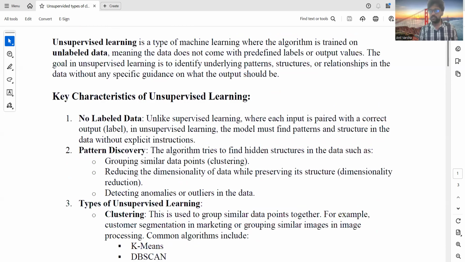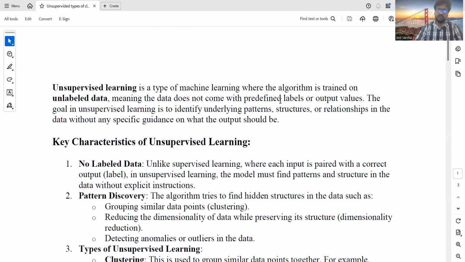Hello. In this session, we are going to discuss unsupervised learning. So far, we know about supervised learning. Whatever we've been discussing so far is supervised learning. What is the difference between supervised learning and unsupervised learning?